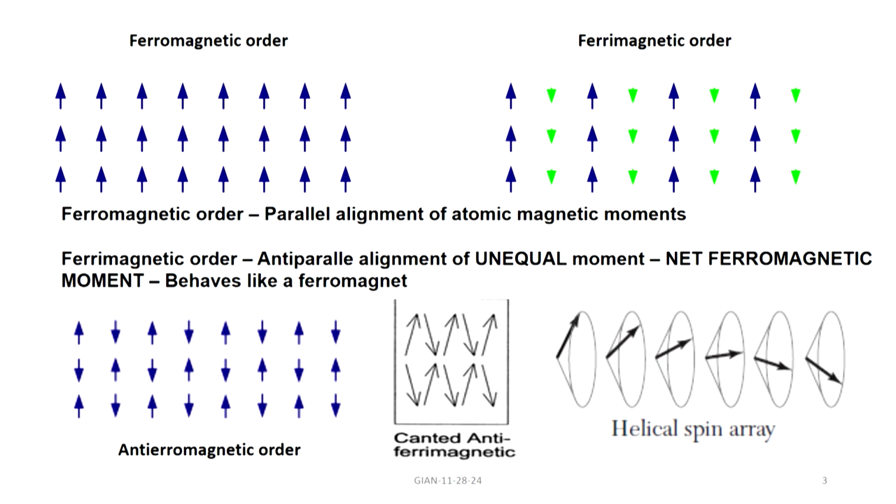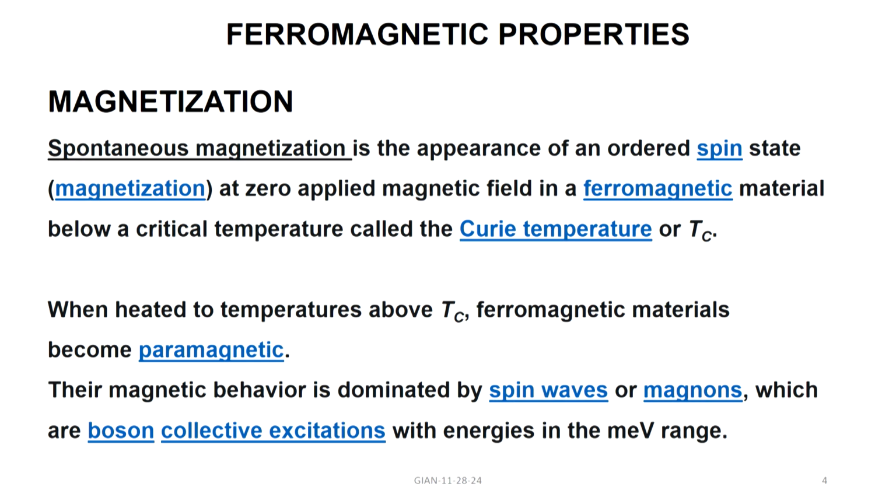Then the other kind is the canted antiferromagnet. The arrangement is antiferromagnetic, but there is a net angle between the two moments, that is a canted structure. There is also helical spin ordering. If you imagine a helix, the neighboring spins are making a certain angle like a cone. So, the helical spin ordering is very much like what is shown in this figure.